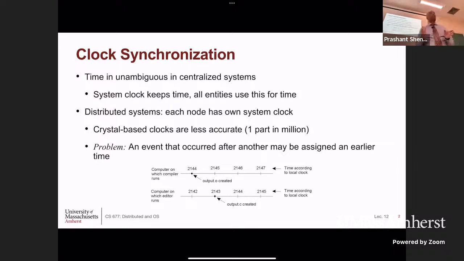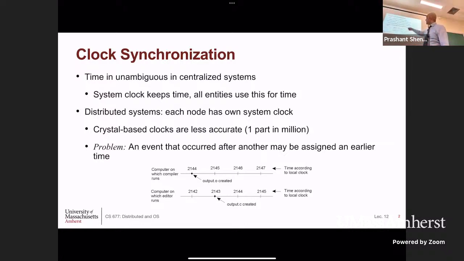Because if the clocks are off, and you look at the timestamp of an event on one machine and the timestamp of an event on another machine, you can't say anything about when that event actually occurred or the order, because the times may be off based on the clocks being off. That can be a problem, and there are actual issues that occur in distributed systems because of it.